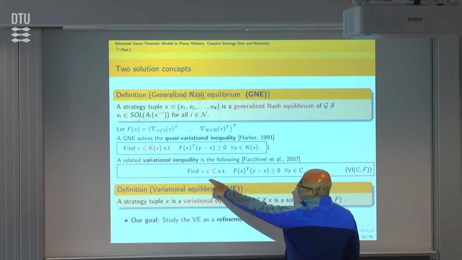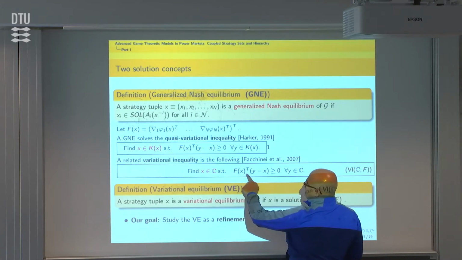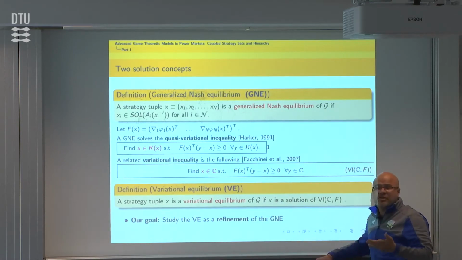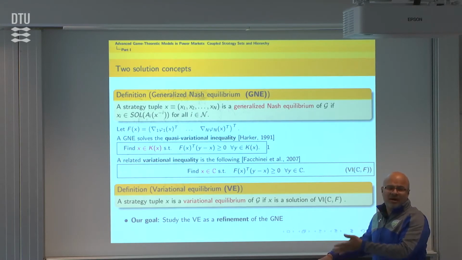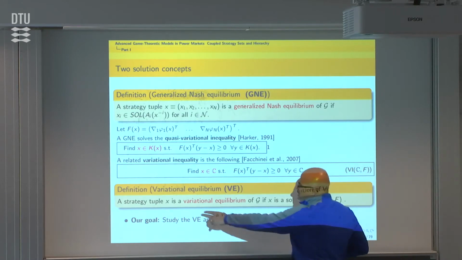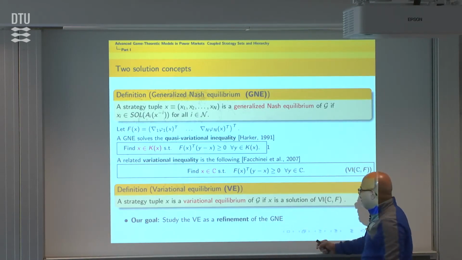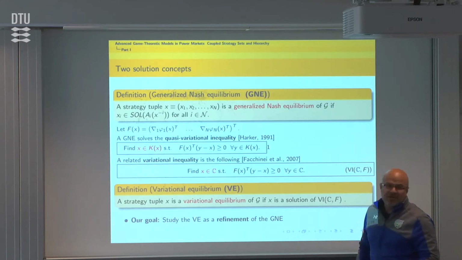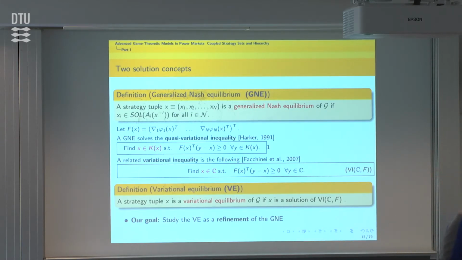The VI is a different problem. Find x in C such that this holds. This is just a standard variational inequality problem, VI(C, F). It turns out that a strategy tuple is a variational equilibrium of G if x is a solution of VI(C, F). So, an equilibrium of the generalized Nash game is available by solving a variational inequality, and thus the term variational equilibrium, because it comes from a variational inequality.